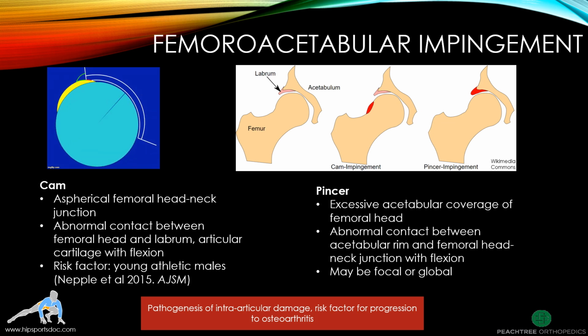In cam impingement, excess bone at the femoral head-neck junction, which is depicted in yellow in the graphic, abuts with the labrum and acetabular articular cartilage with hip flexion. In pincer impingement, the abnormal contact arises from excess acetabular coverage of the femoral head and may be localized or global in nature.